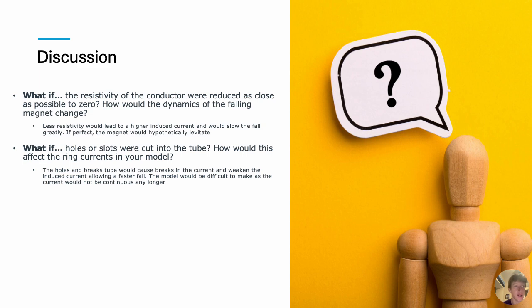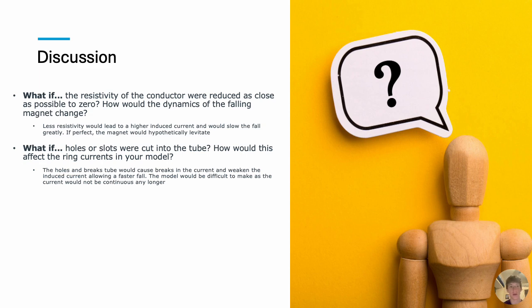What if the resistivity of the conductor was reduced to basically zero? How would the dynamics of the falling magnet change? Less resistivity would lead to a higher induced current in the tube, which would mean more force and slow the fall more. If it could be perfect, the magnet would hypothetically levitate.